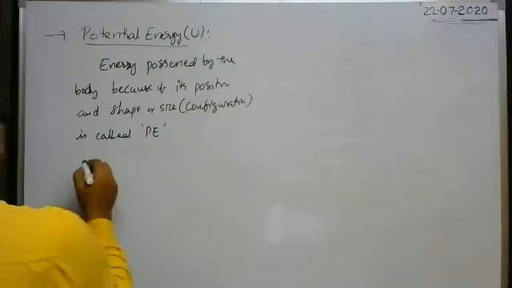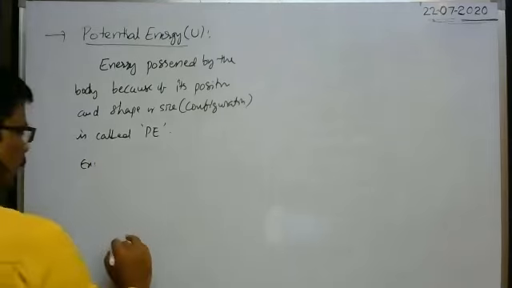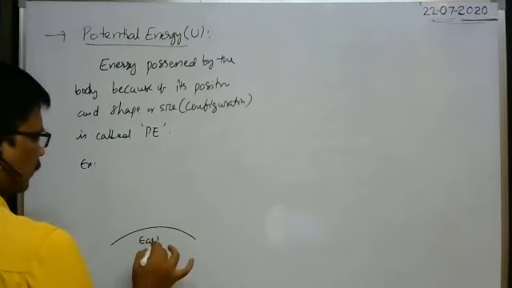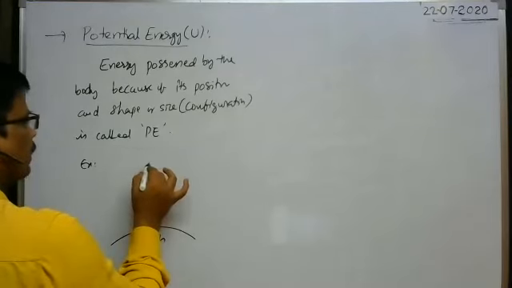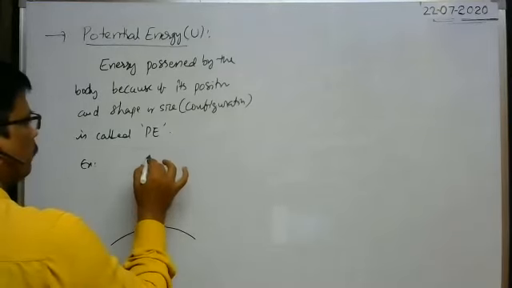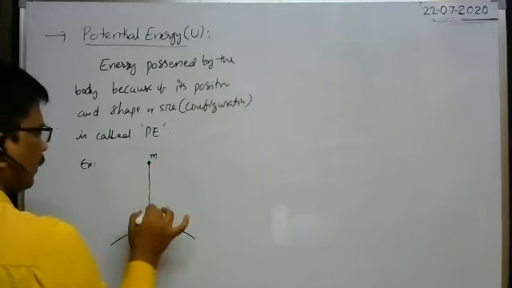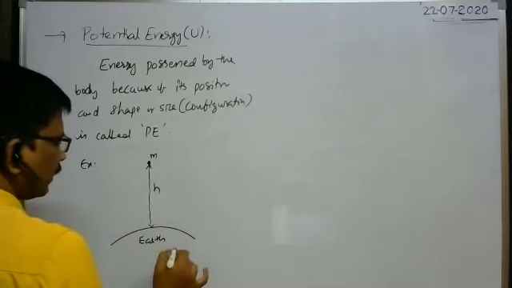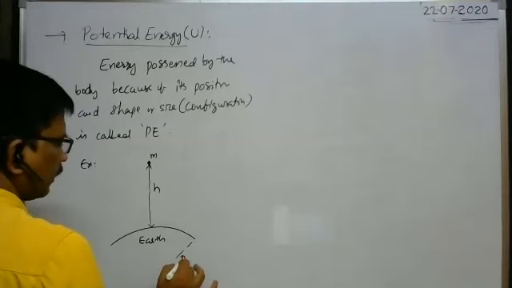Okay, therefore, suppose one example we will discuss, the body-earth system. Suppose this is the earth. A body is kept at a certain height. A body of mass small m is kept at a certain height. The height of the body from the surface of the earth is h, and the radius of the earth is R.